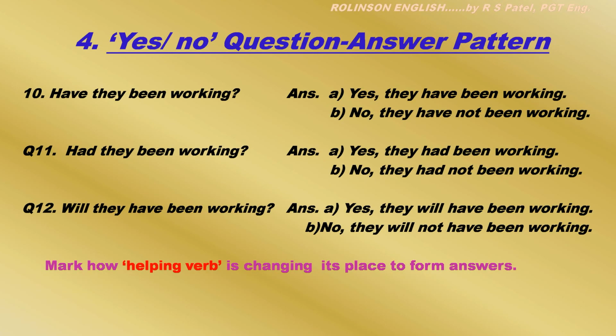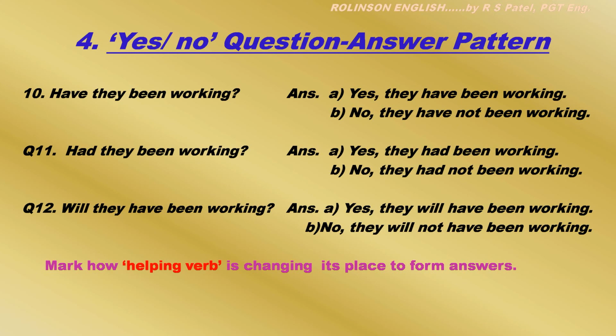Now, have they been working? Answers are yes, they have been working. No, they have not been working. Had they been working? Answers are yes, they had been working. No, they had not been working. And the last question is, in future perfect continuous, will they have been working? Answers are yes, they will have been working. No, they will not have been working.